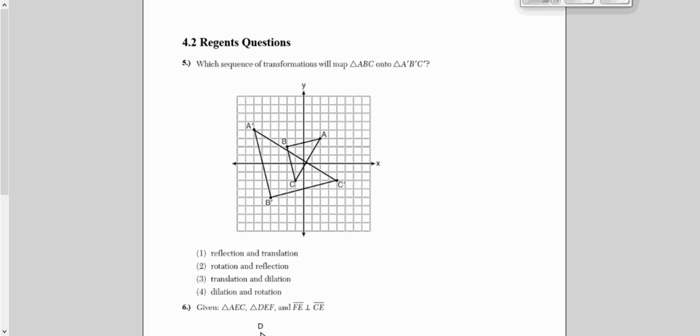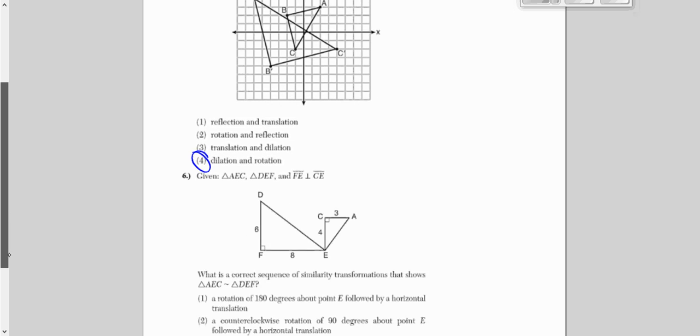Now, what do we think here about number 5? What happened here? They're different sizes, right? And the orientation stayed the same too. It did. So you're not going to have a reflection. It's a good catch on that. So it's a dilation and a rotation. Number 6.